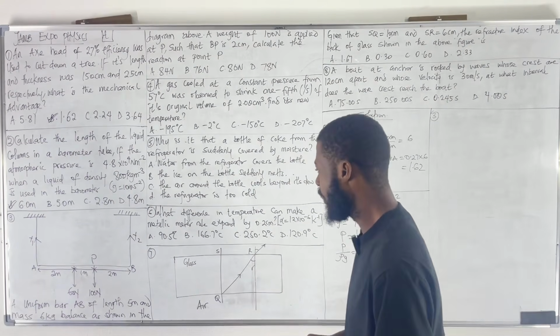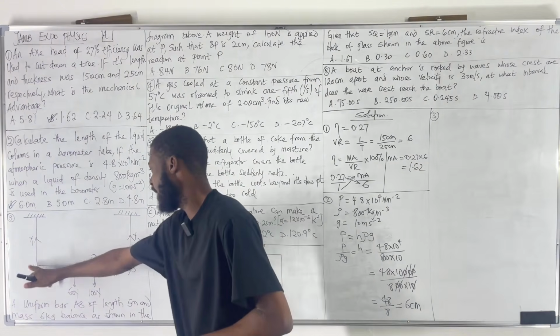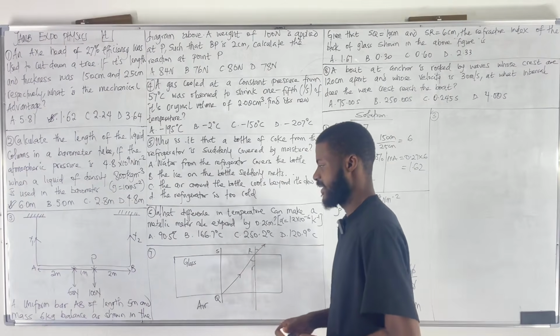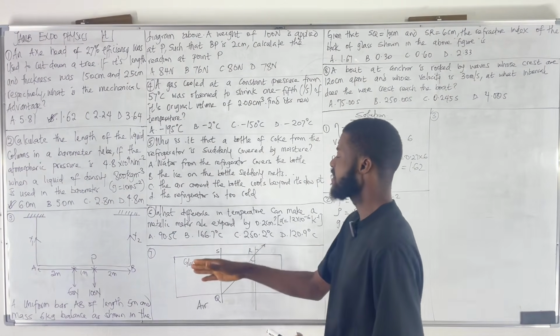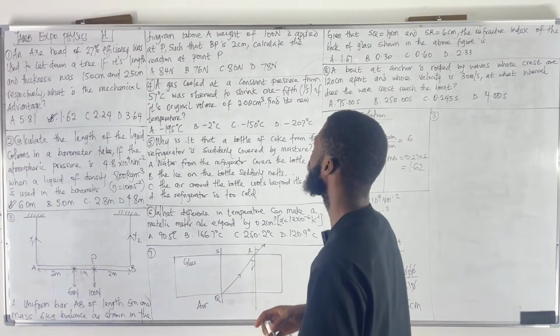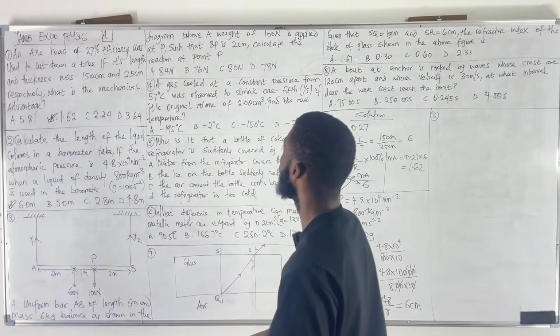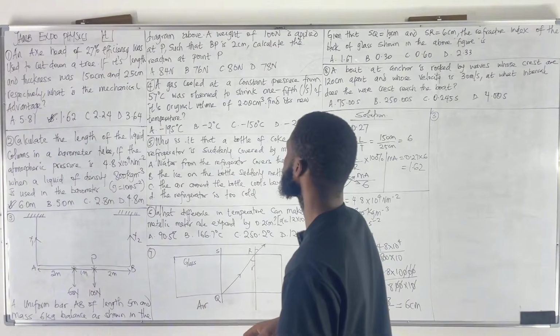All right. So we have a uniform bar AB. So this is the bar A to B. It's of length 5 cm and has a mass of 6 kilogram. It is balanced as shown in the diagram above. A weight of 100 Newton is applied at the point P such that BP is 2 meters.